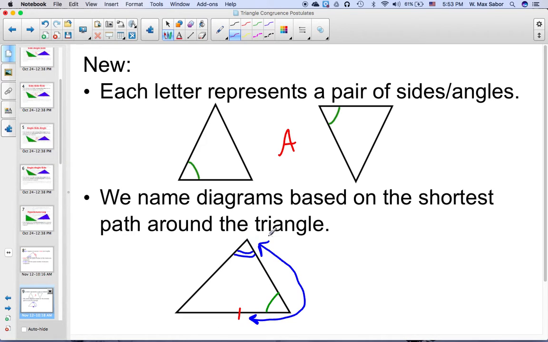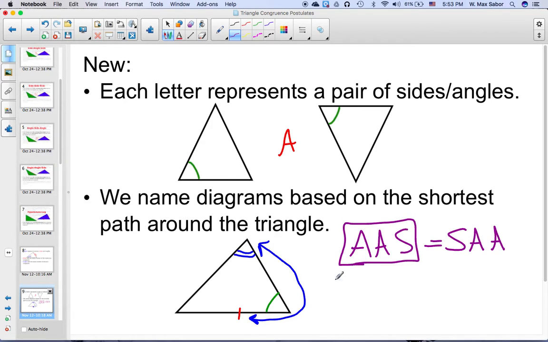So if we named it from the blue arc, we could say it's angle, angle, side. If we named it from the red arc, we would name it side, angle, angle. But just out of tradition, we always call it angle, angle, side. You would not call this angle, side, angle, because in order to do angle, side, angle, you'd have to go the long way around the triangle.